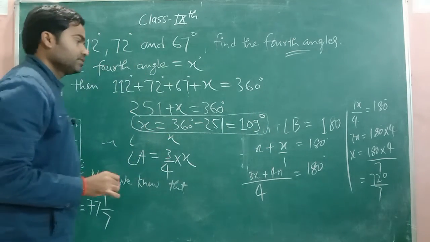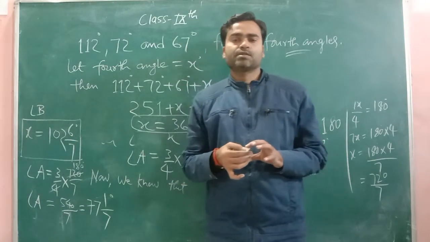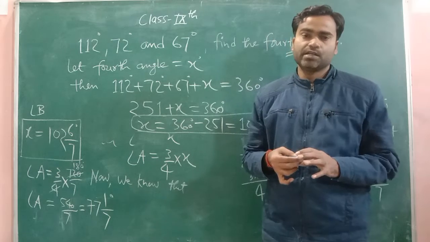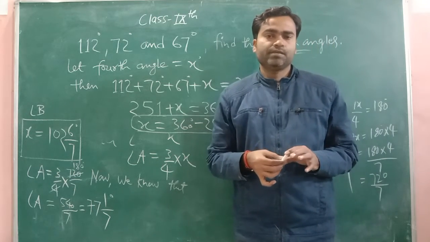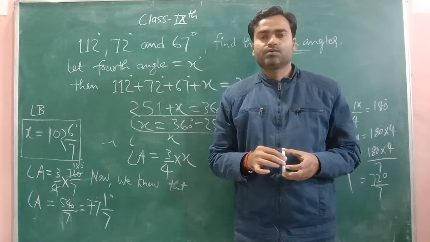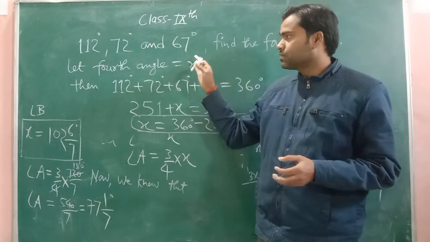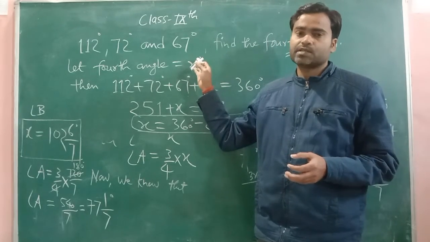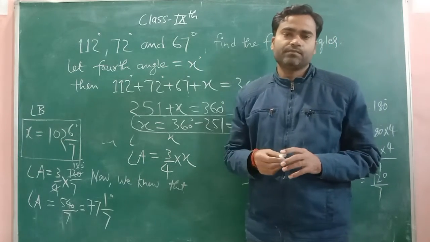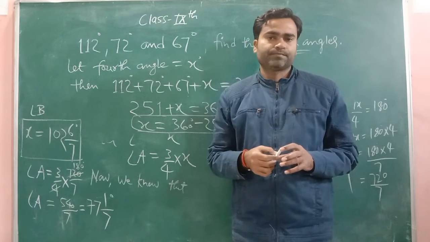I think that you will be able to understand the concept that the sum of interior angles of a quadrilateral is 360 degrees, and on the same concept we have taken 2 or 3 questions. One question related to ratio, another question in which the fourth angle is absent, and in one problem we have taken the angle sum property for parallelograms.